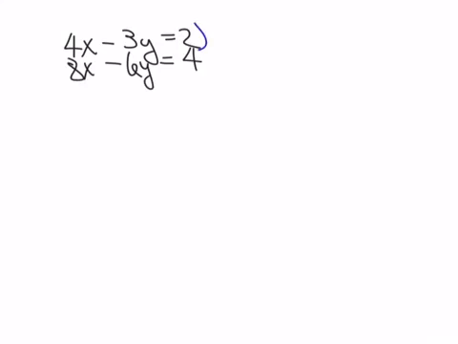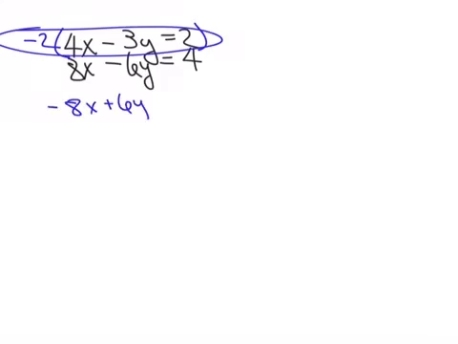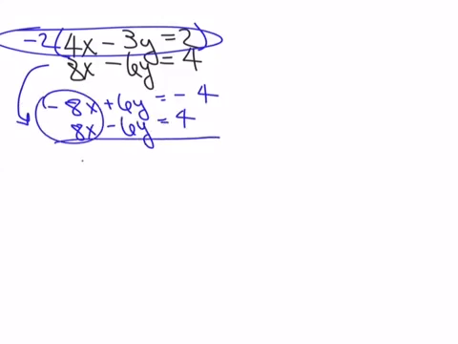Let's multiply this by a -2. And the reason I did that is I want that 4 to be a -8. So when I add a +8 to it, those go away, and I can find out what y equals. All right, so my top equation here is going to look like this. Negative 8x plus 6y equals negative 4. And let's just rewrite the bottom one. Okay, add those up, 0. Add those up, 0. Add those up, 0.